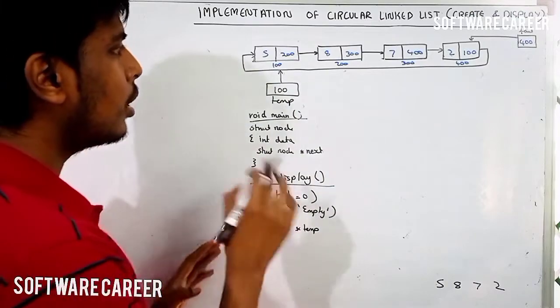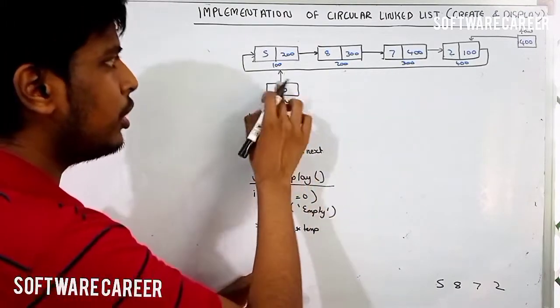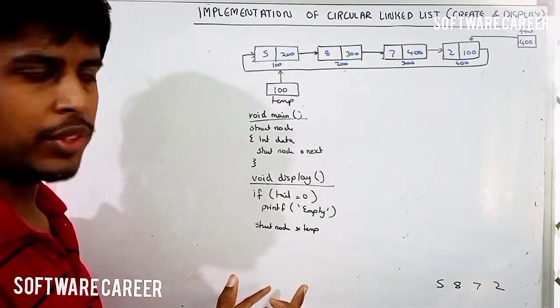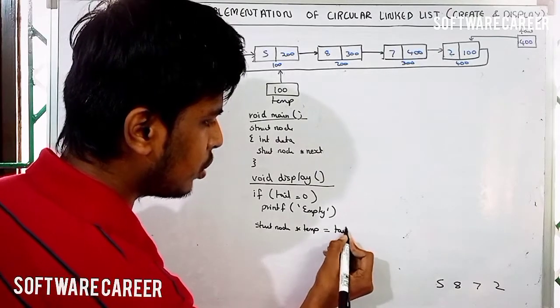Now see, next step is this temp should point towards which node? Pointing towards the first node. How can I access that first node? By using tail next. See here. So I am writing temp equals to tail next.